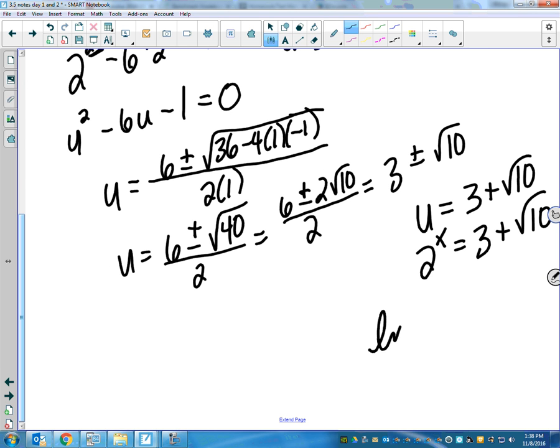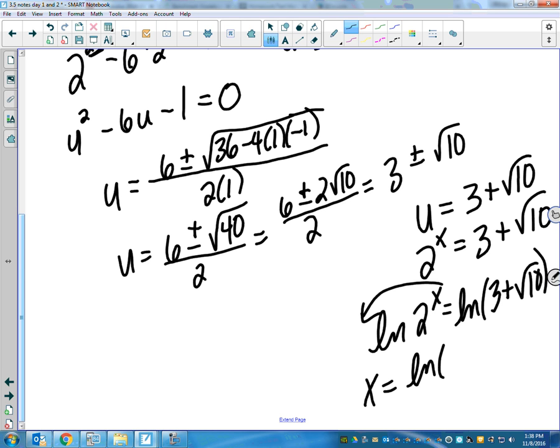So I'm going to ln both sides. Finally, I can ln both sides. And I can pull this x out front, right? That's why we ln both sides. And I divide that over. So I have divided by ln of 2.